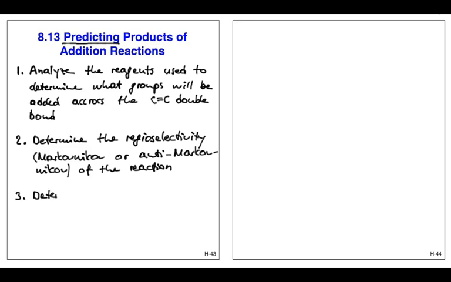And then number three, you need to worry about stereospecificity. You need to know whether it's a syn addition or an anti addition. Syn means both groups which you're adding to the double bond come from the same side. Anti means they're coming from opposite sides. And then lastly, you need to worry about whether you're forming enantiomers or not, whether the compound you're forming is a meso or not, chiral or not.